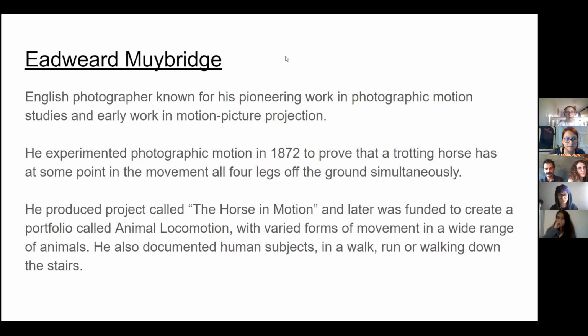So, Eadweard Muybridge, he was a photographer in England.